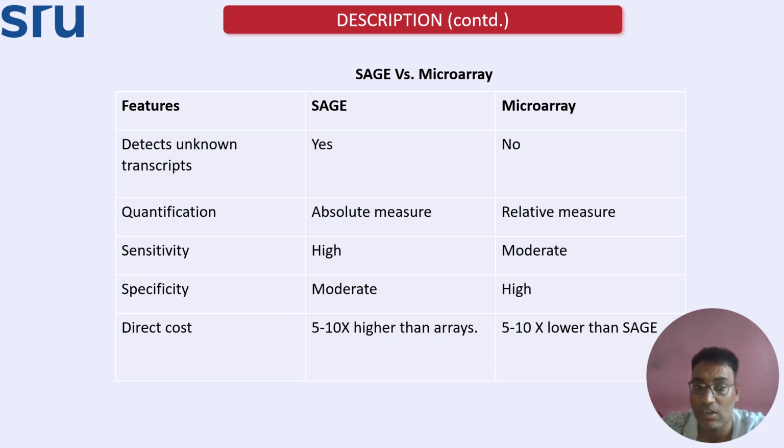Specificity is moderate for SAGE, because the SAGE tag is able to interact with several other related genes as well. But in microarray, it's highly clear. It will give me exactly what I want, nothing other than that. Direct cost: microarrays are 5 to 10 times lower than SAGE. SAGE is really very costly.